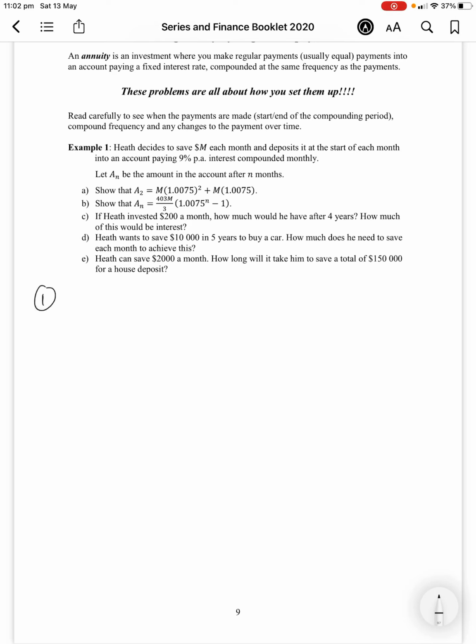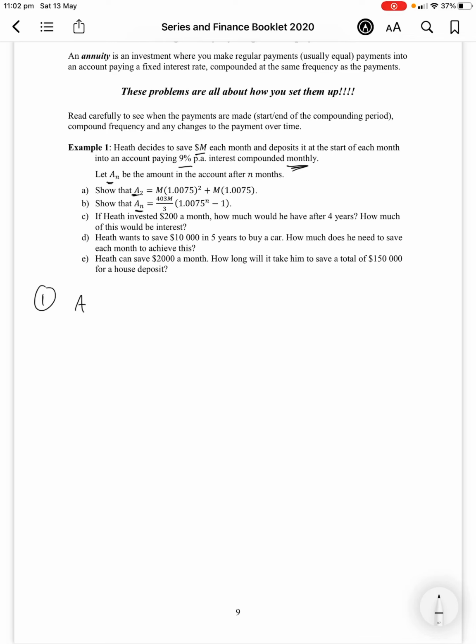Heath decides to save M each month, deposited at the start of each month into an account paying 9% interest compounded monthly. Let A_M be the amount in the account after M months. We want to show that A2 is this and that A_N is this. Both of them are really going to be combined into the same question. So let's look at A1.